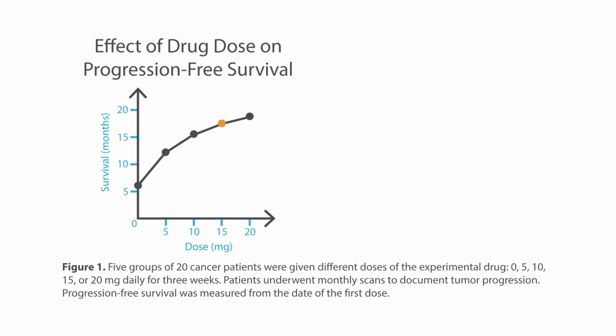For example, if we pick this data point and look straight down at the x-axis, we will see that this data point represents a dose of 15 milligrams of our cancer drug. If we draw a line straight to the left, we see that this point also represents about 17 months of progression-free survival. You can also see here how we're using this graph to show the relationship between the 2 variables of dose and survival. Every graph should have a title that clearly states what the graph is about. The title often states both the independent variable and the dependent variable.